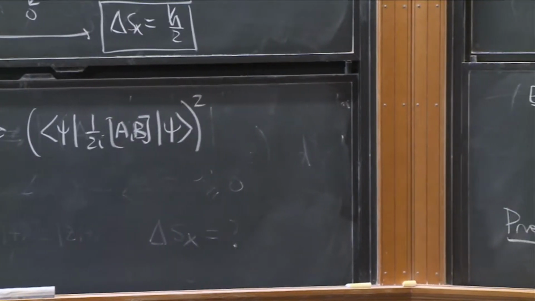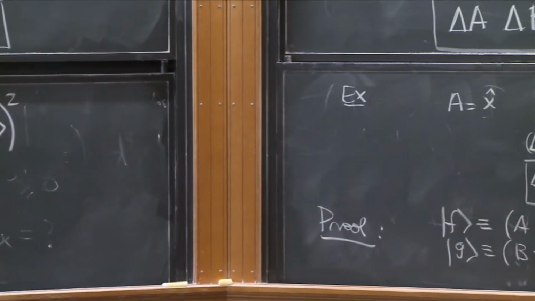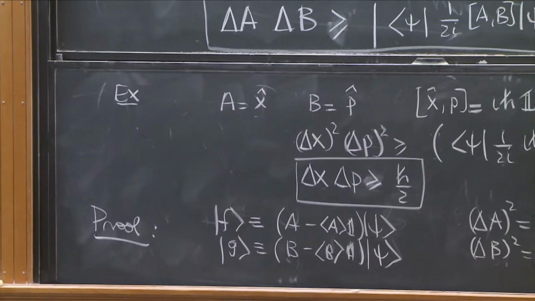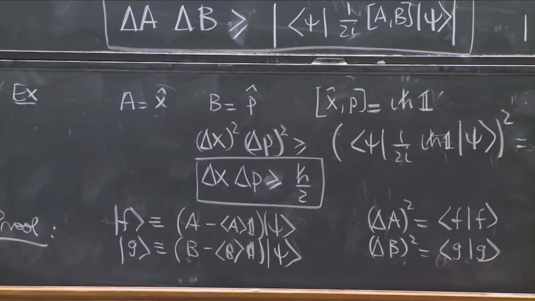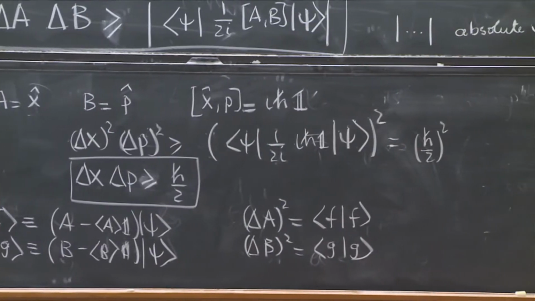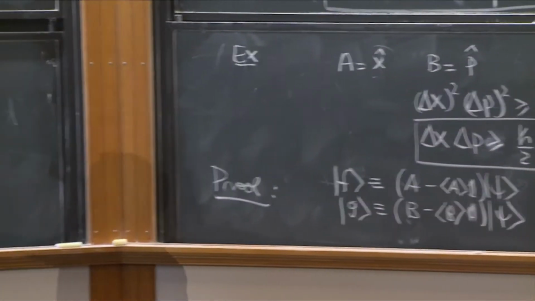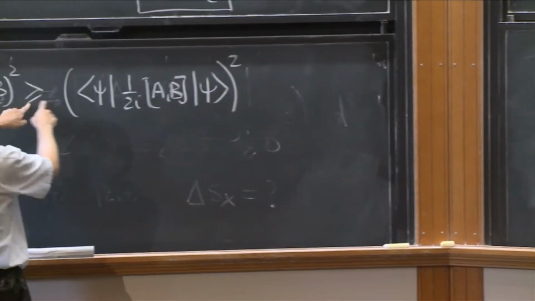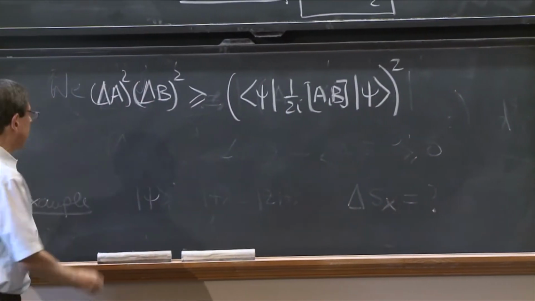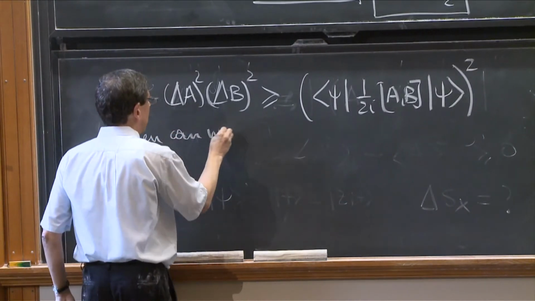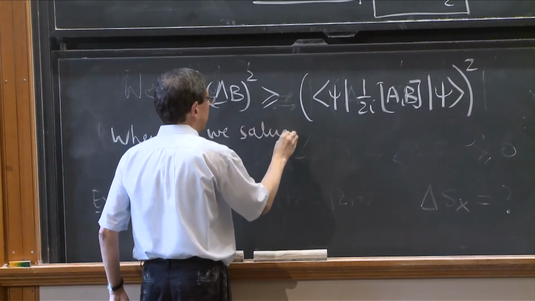But now we can ask what are the things that have to happen for the uncertainty principle to be saturated. That is, that you really have delta A, delta B equal to this quantity. So when can we saturate?